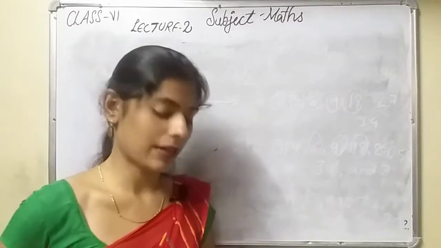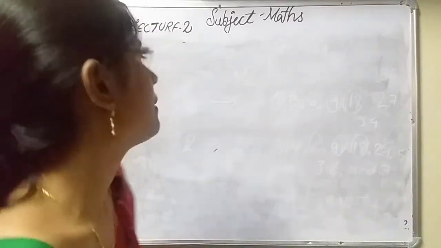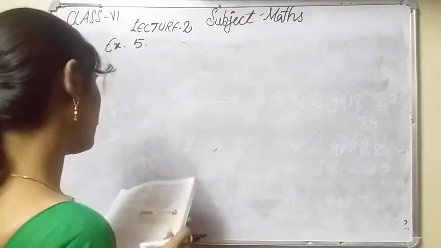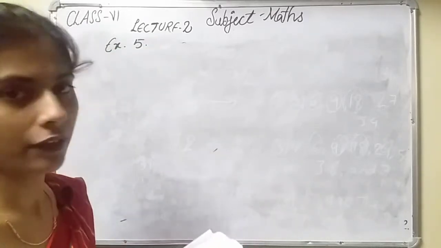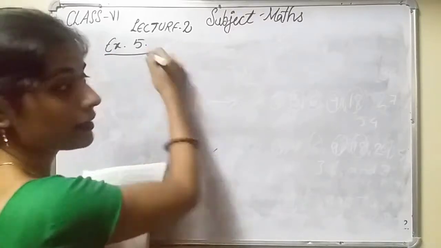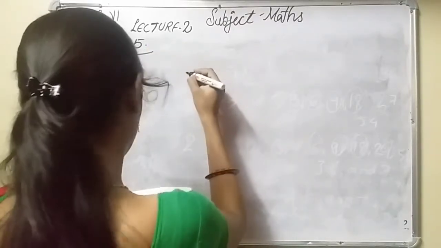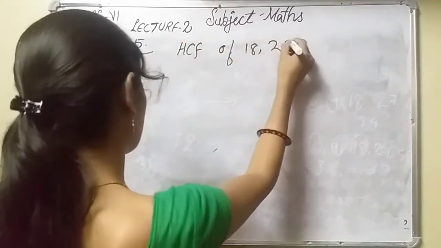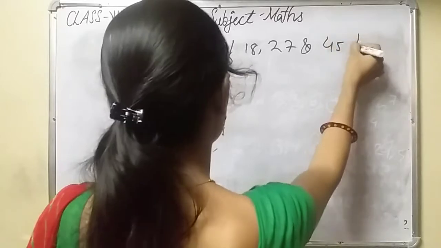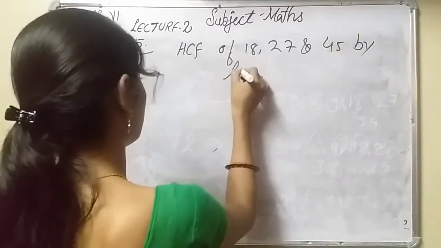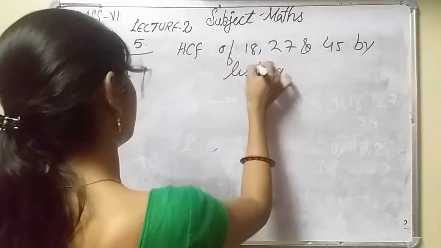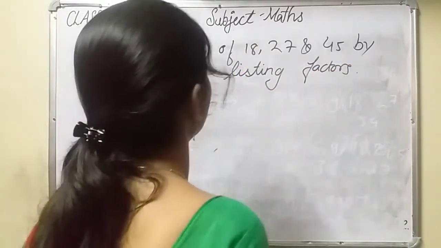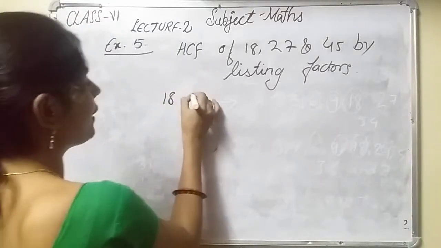Now, finding HCF by listing factors, solve example number 5. Example number 5: find the HCF of 18, 27 and 45 by listing factors. Okay, now see, what are the factors of 18?